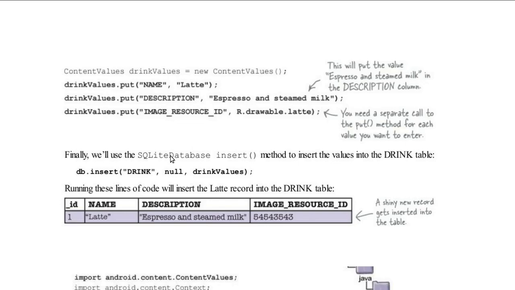Then we have the image source ID. Here we use R.drawable.latte, which is a hexadecimal number. As you know, it is an image, and we have a unique ID for that image stored under the R file. So how can we access this? We can access it by using R.drawable.latte. That is the ID of the image source. It means there is an image for the latte coffee or the latte drink.